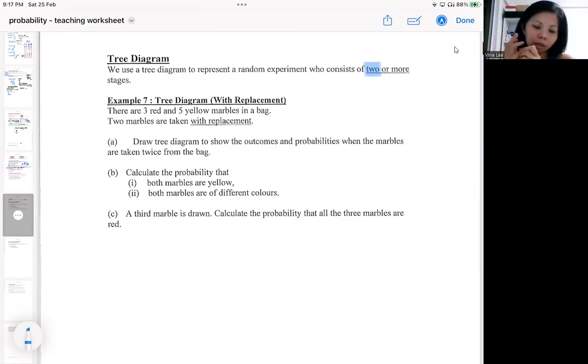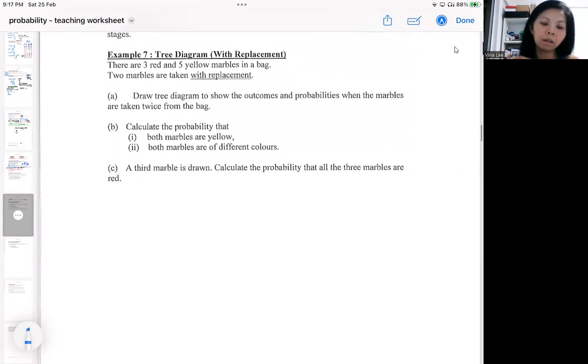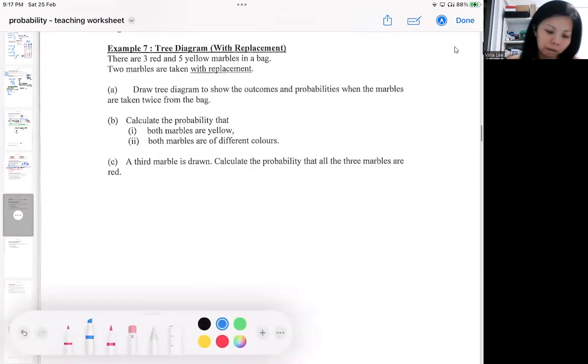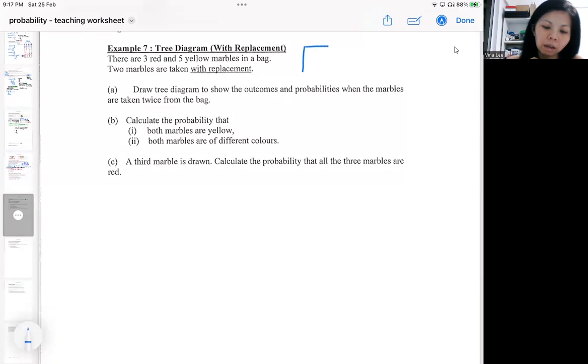Okay, so I'll be showing you 3 examples. The first 2 examples look almost identical, except that it's the idea of with replacement or without replacement. I'm going to show a very simple one. Of course, you've got to apply the logic to different contexts. So the very simple logic will be: there is a bag containing 3 red and 5 yellow marbles.